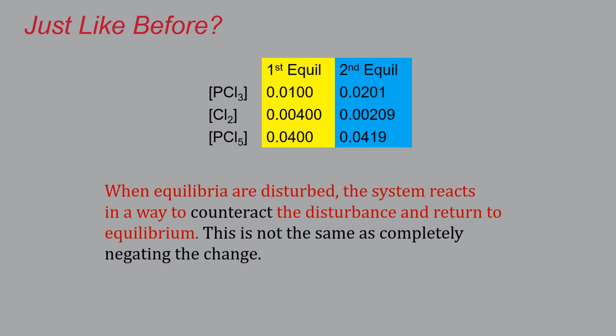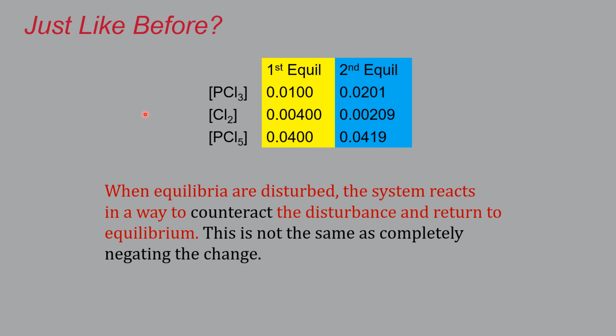All right, now, did we go back to exactly the same place that we were before we added the PCl3? And this is a subtle point. This system did go back to equilibrium, but did it end up in exactly the same place? If you compare those sets of concentrations, the answer is no, it actually didn't. And you need to be aware of this. When an equilibrium system is disturbed, the system reacts in a way to counteract the disturbance and go back to some equilibrium composition. But it's not the same thing as completely negating the change.